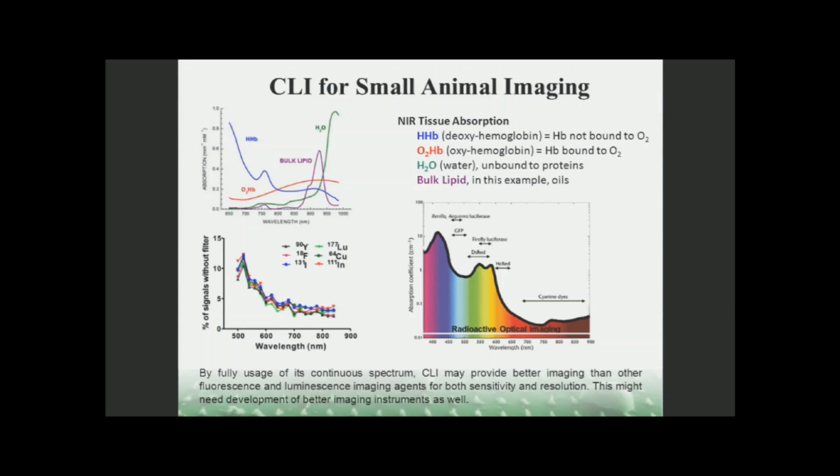Compared to conventional fluorophores, like Cy5.5 or X680 or some nanoparticles, those fluorophores usually can only produce very sharp peaks. They do not produce continuous emission wavelengths. So you really cannot do this kind of imaging with them using different windows.